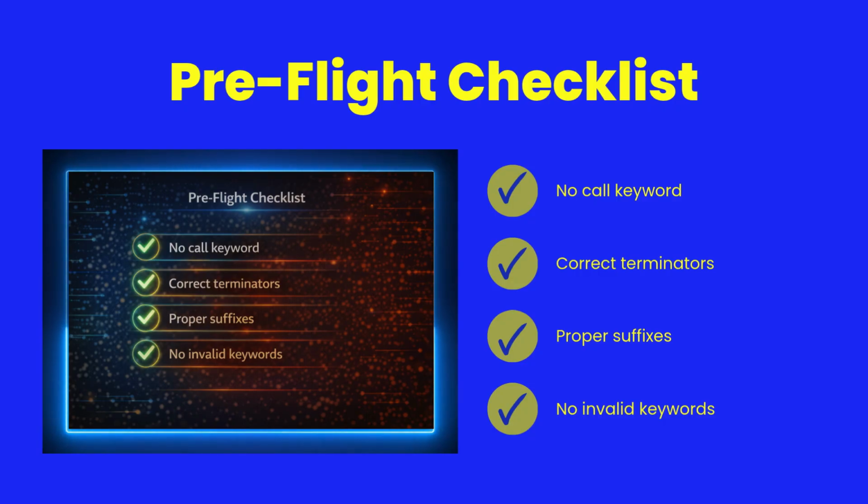Before submitting generated code, run a quick mental checklist. Verify that no invalid keywords are used. Ensure all blocks terminate correctly. Check that variable suffixes and loop controls follow Sheerpower rules.